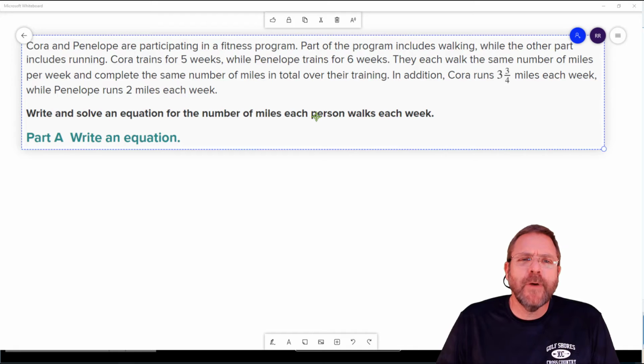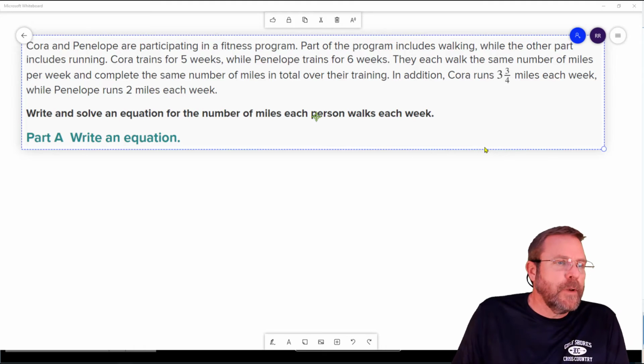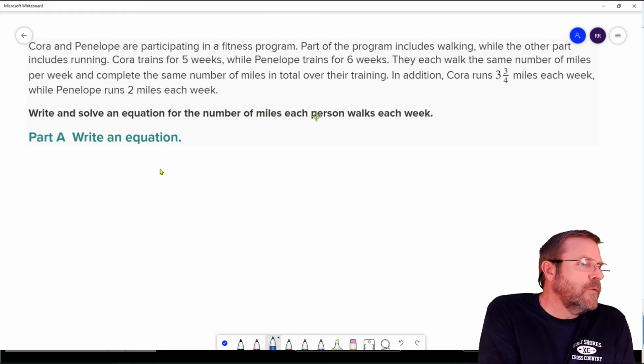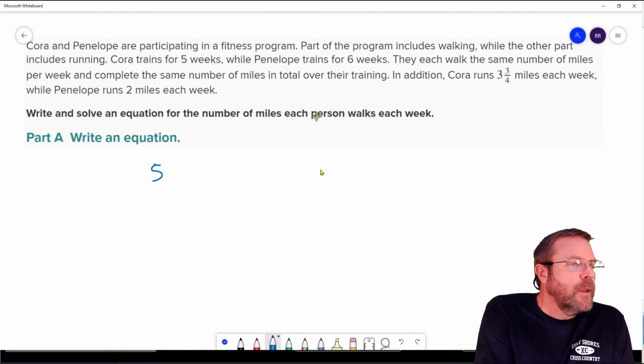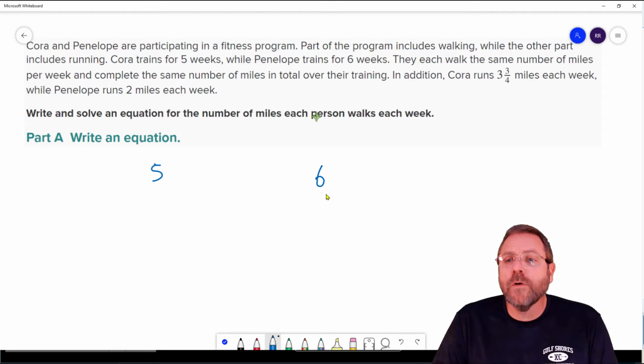Cora trains for 5 weeks. Penelope trains for 6 weeks. So right there, I know off the top that Cora is going to be 5 times something, while Penelope is going to be 6 times something. They each walk the same number of miles per week.